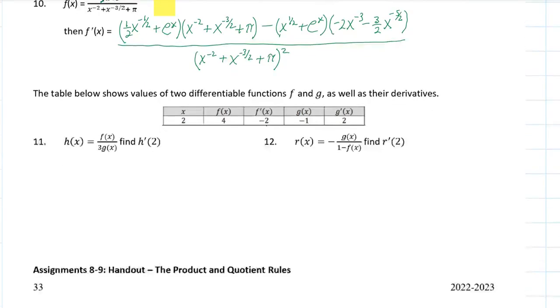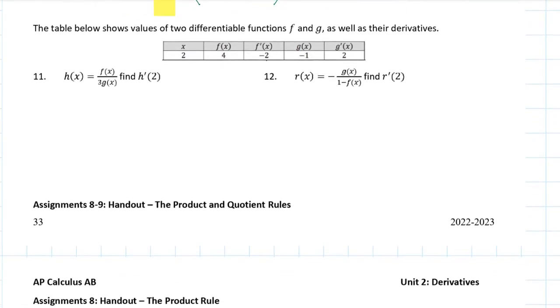And then we're going to do some functions with tables as well here. So we're going to take a look at h of x. We're given a table full of values here, and we want h of x equals f of x over 3 times g of x. So this is a quotient rule problem. First thing we want to do is actually write out the derivative. So h prime of x, and again we're going to use that quotient rule.